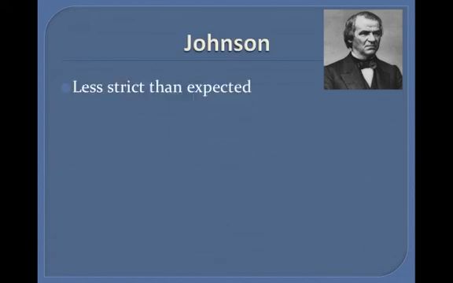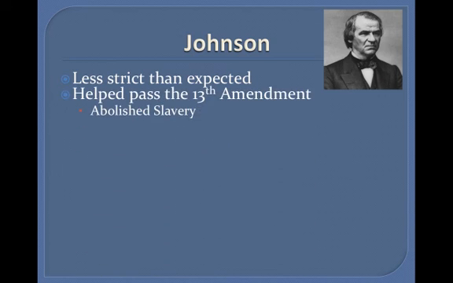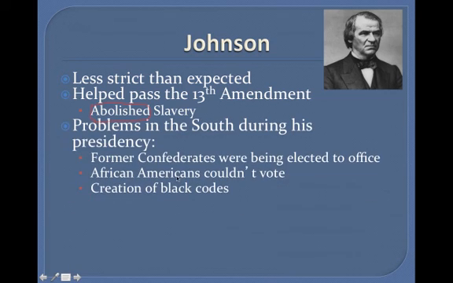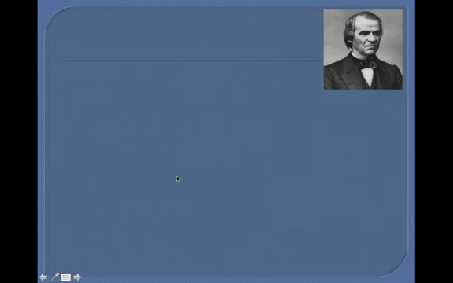Andrew Johnson was much less strict than people expected. The one positive from his time in office was that the 13th Amendment was passed around the country, which abolished slavery. And when we say the word abolished, we are talking about ending, getting rid of, doing away with. So it's gone. Slavery in no location is allowed anymore. I'm going to do this just so I can get rid of that line.